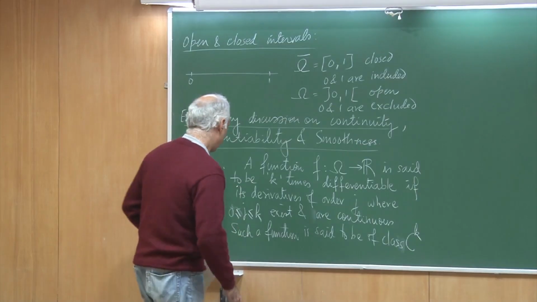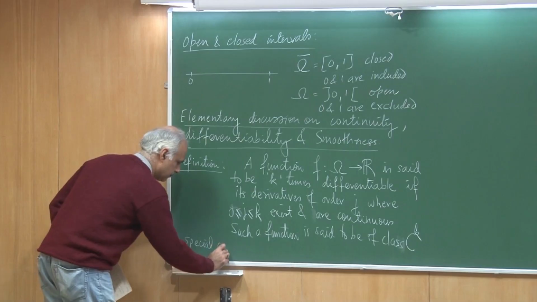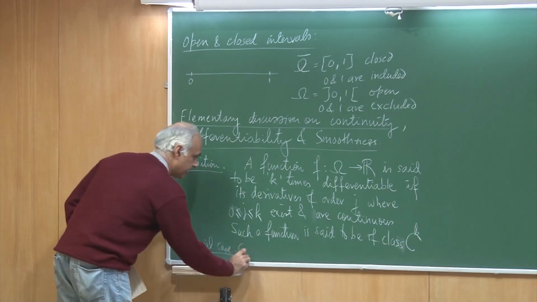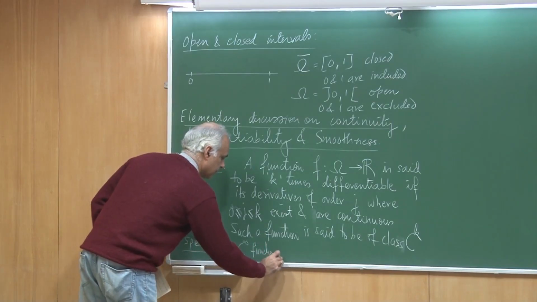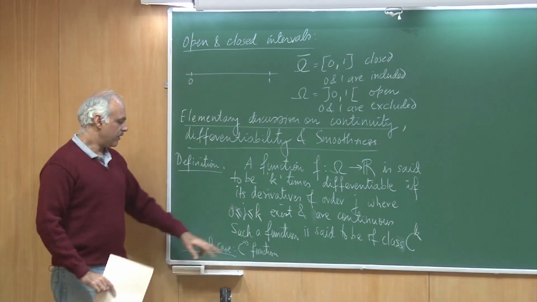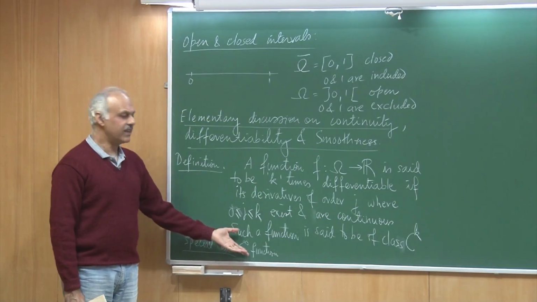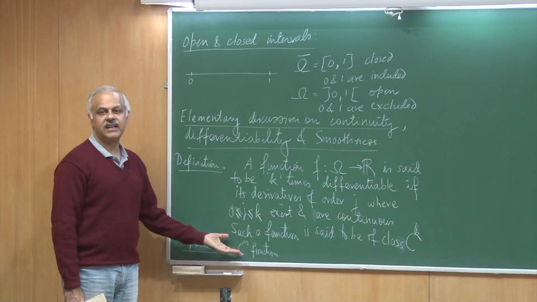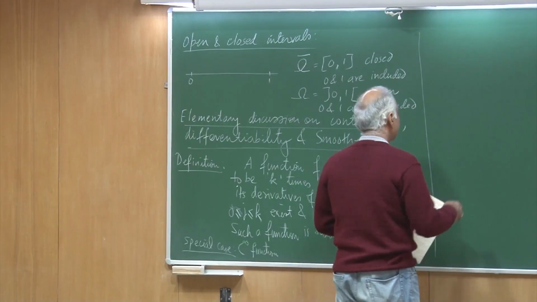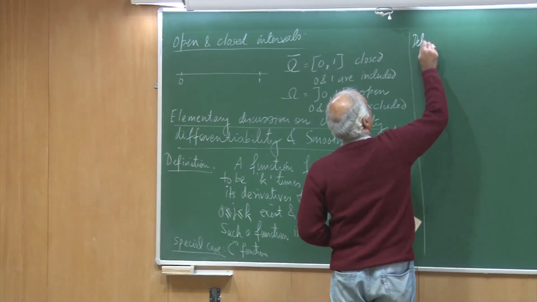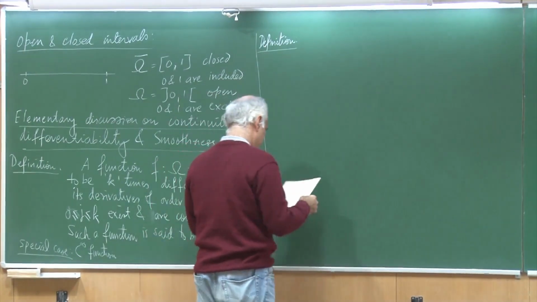Okay. So special case is a C infinite function where the function itself is continuous and all its derivatives, all the higher order derivatives, they exist and are continuous. Okay, so I gave you one example of such a function. Okay, the next definition is the following.